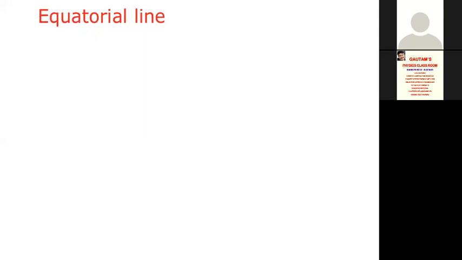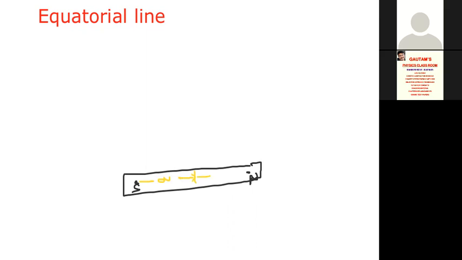First let me take one bar magnet in this way. Here this is the south pole, and here it is the north pole of the bar magnet. Now as usual, the length of the bar magnet is 2a. Magnetic length is 2a, so from here to here is a, and from here to here is a.